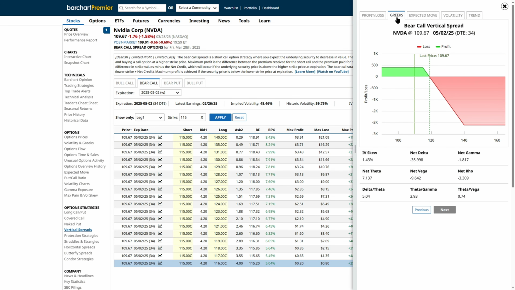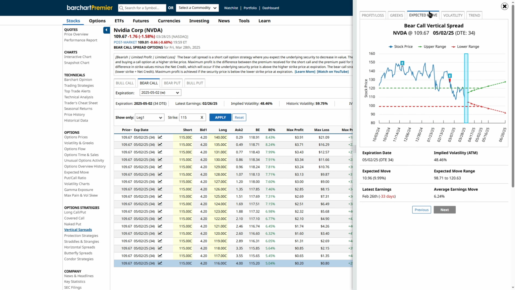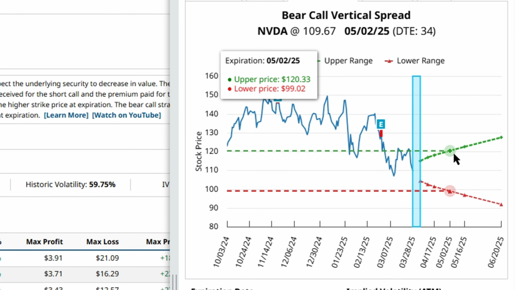Now, if you want to dive in further, you can click on the tabs at the top, like the options Greeks. Then move on to expected move, which I absolutely love. This charts the expected price movement of NVIDIA. So in this case, it looks like the market expects NVIDIA to trade somewhere between $120 and $99 by May 2nd. And that's well below the $140 long strike.